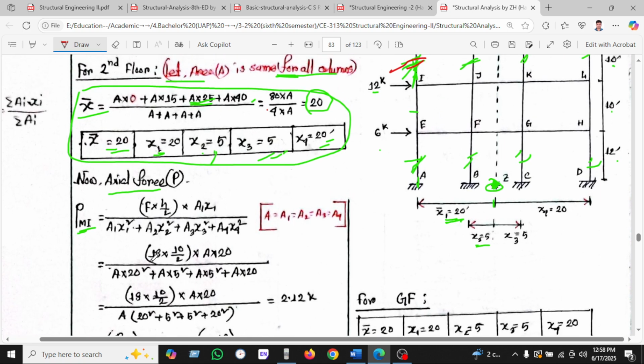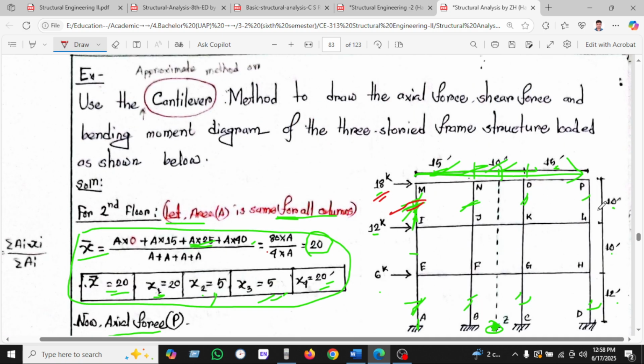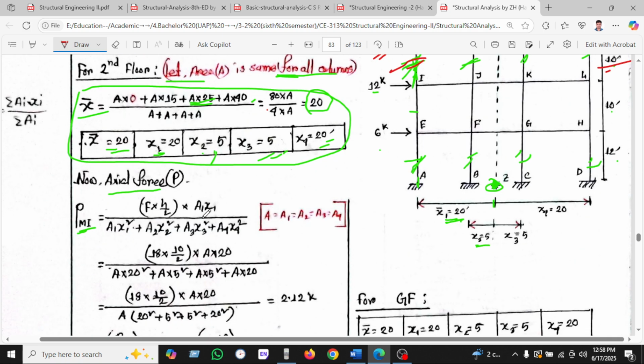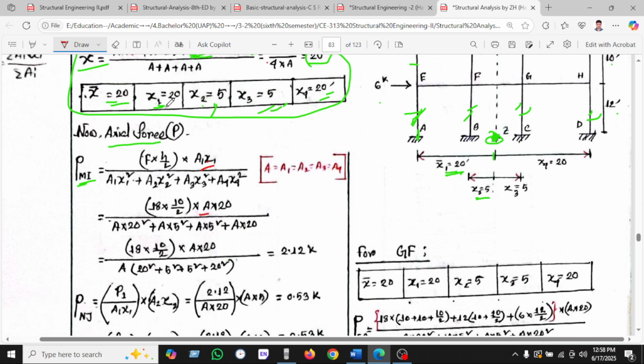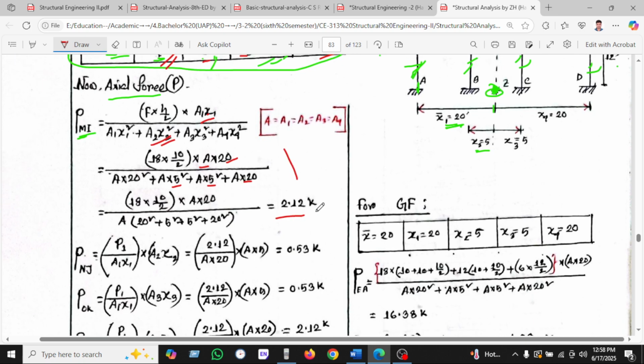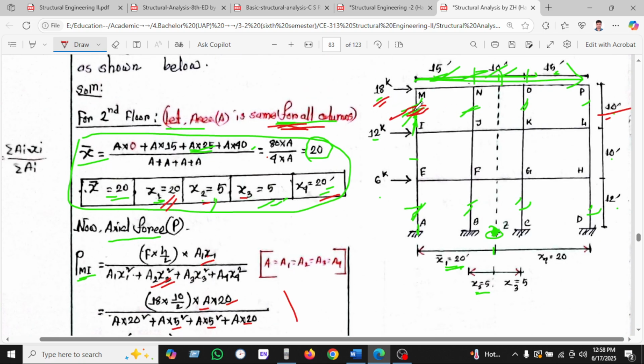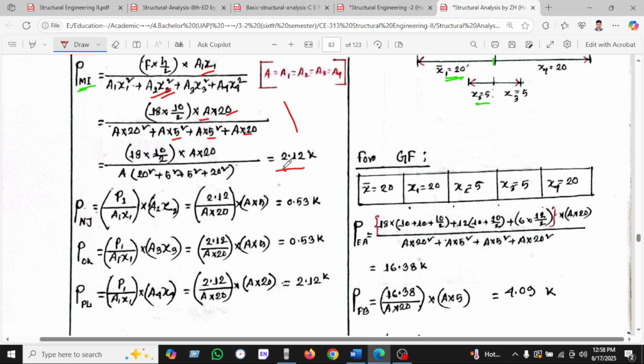Putting all the values, F is given as 18, and H by 2 is 10, as we know this is 10 divided by 2. A is constant, as we know all the columns are taken the same. X1, as we have been taking, is 20, and X2 is 5, and X3 is also 5, and X4 is 20. After putting all these values, we found PM1, the axial force, will be 2.112.